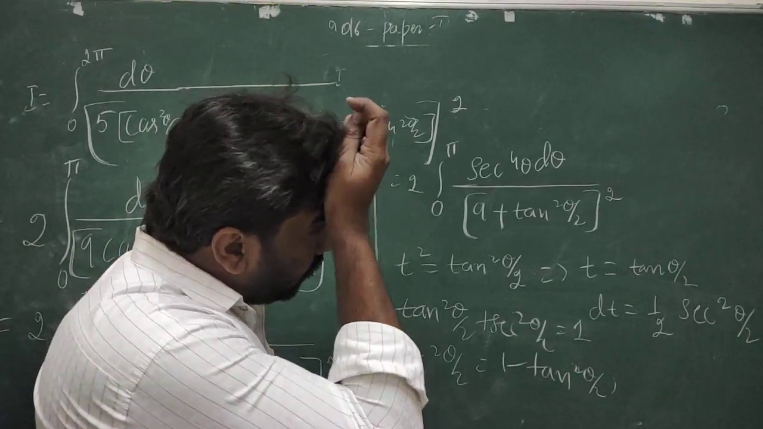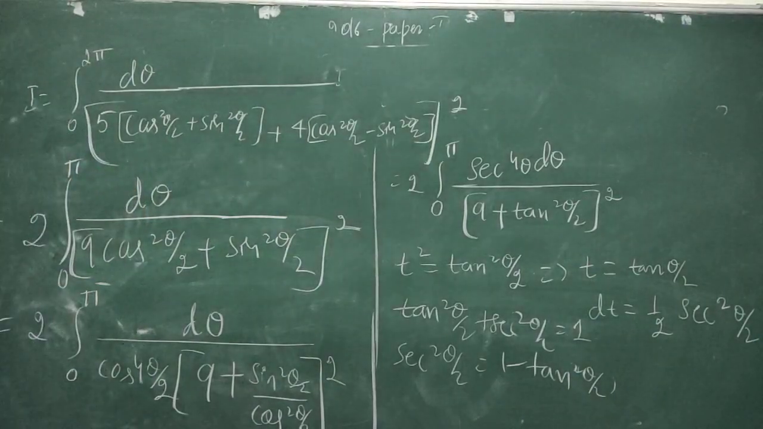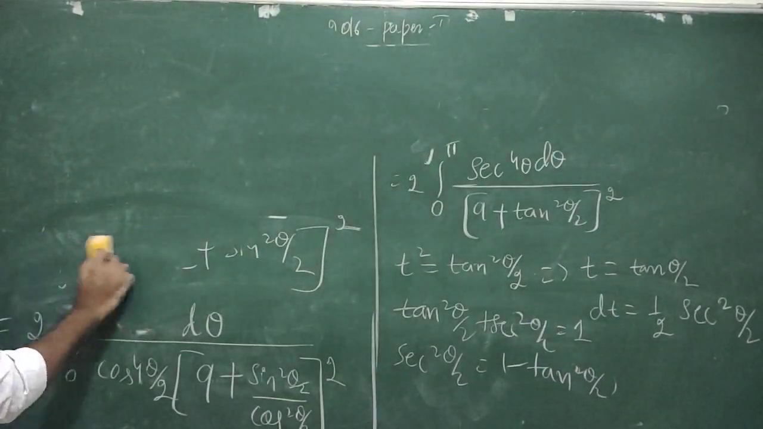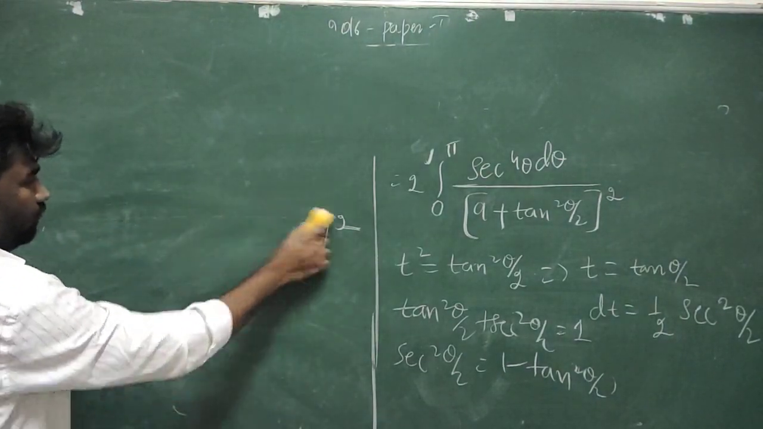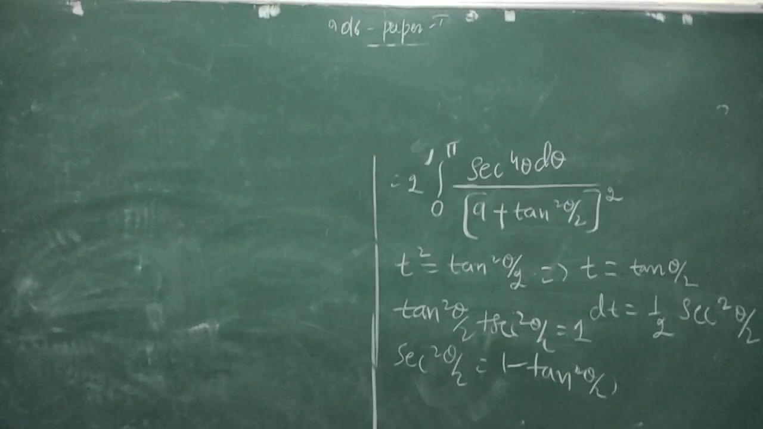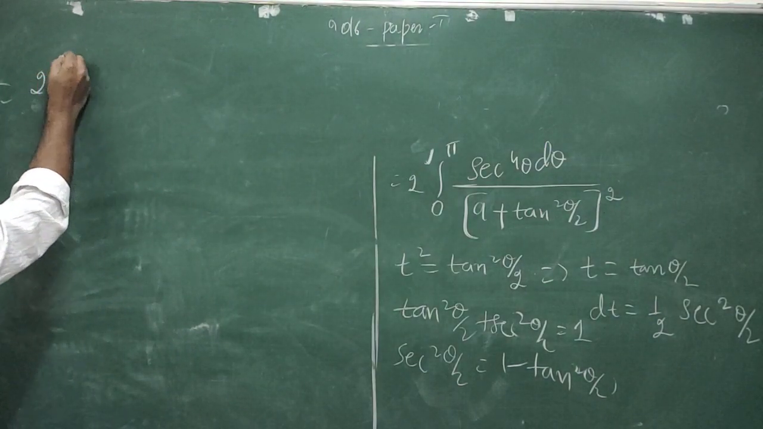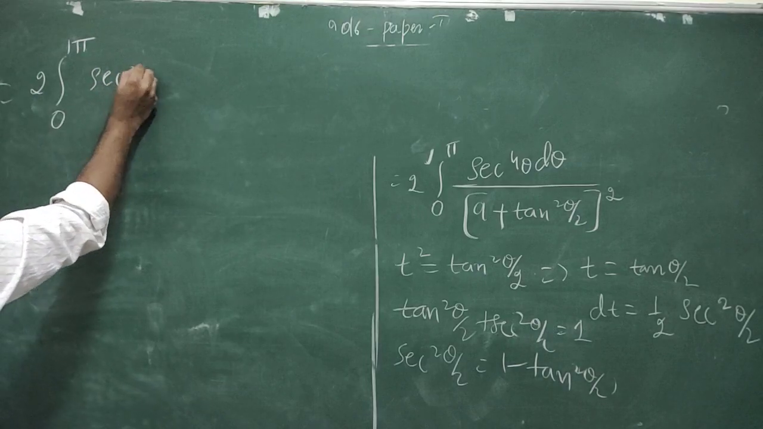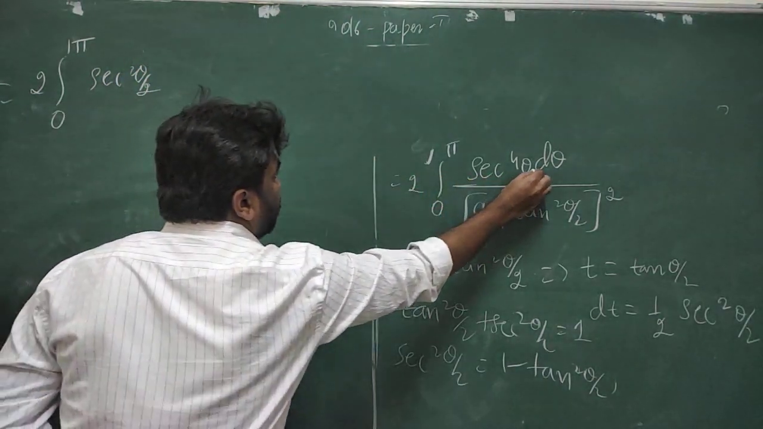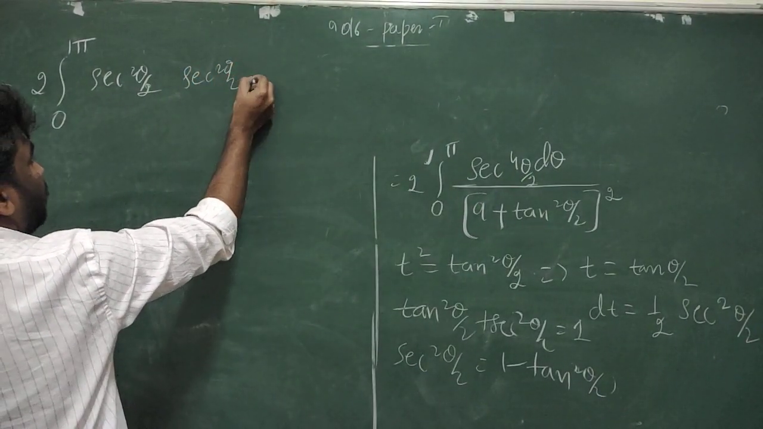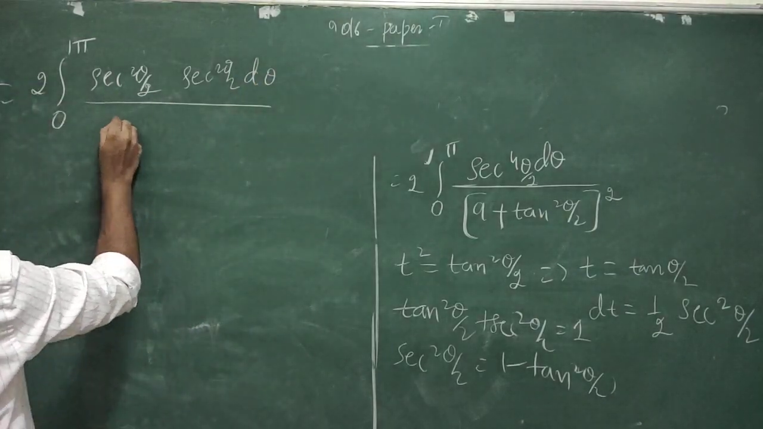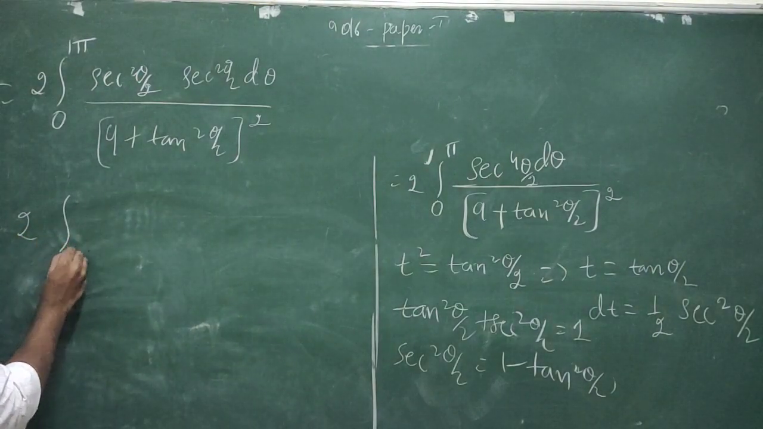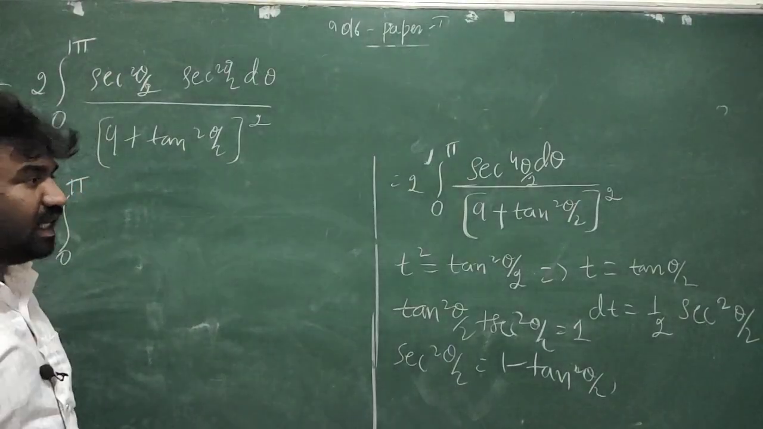Okay, so here this function can be written as, see, I am going to rub this part, which is equal to 2 into integral 0 to pi secant square theta by 2 into d theta divided by 9 plus tan square theta by 2 whole square, which is equal to 2 into integral 0 to pi secant square theta by 2 into d theta.